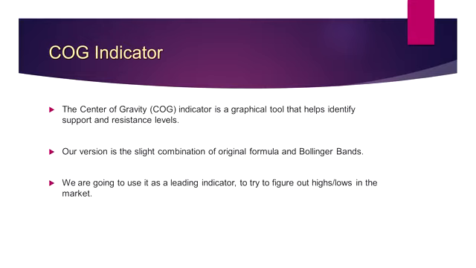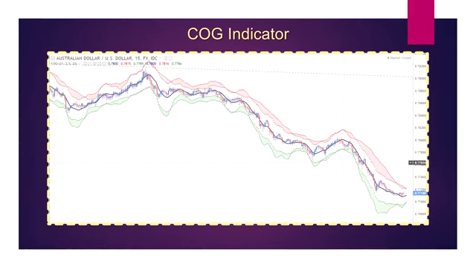We are going to use it as a leading indicator to try to figure out highs and lows in the market. The best way to figure that part out and how center of gravity works would be to look at this chart. This is the Aussie dollar 15 minutes time frame, and we have a red ribbon, we have a green ribbon, and the midline.